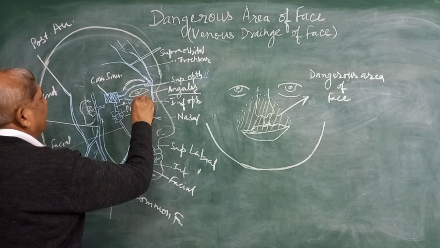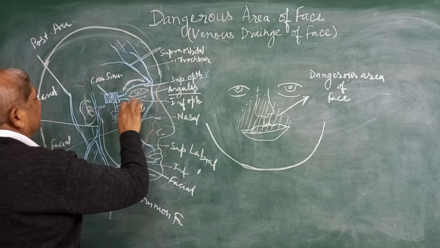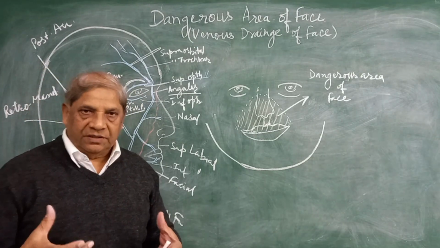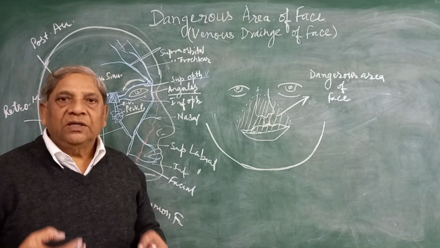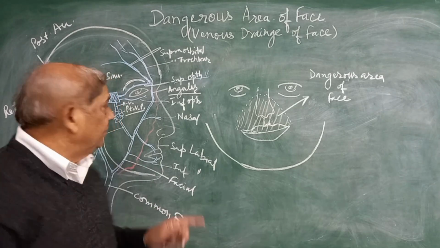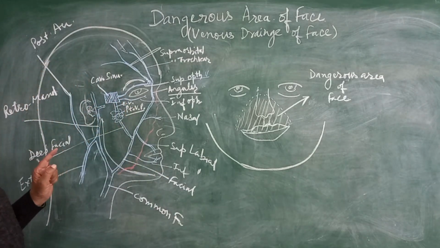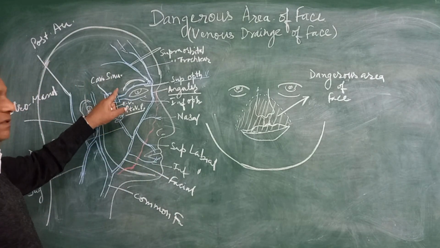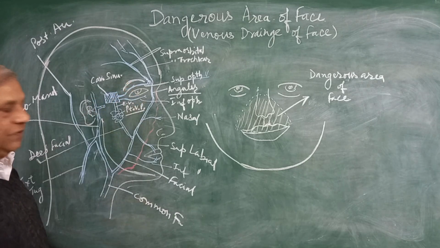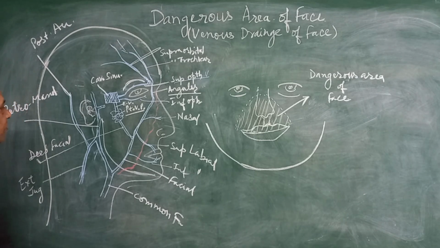Then there is an inferior ophthalmic vein, and this is also draining into the cavernous sinus. Thus the orbit drains its blood to the cavernous sinus through the superior ophthalmic and the inferior ophthalmic vein. So this is another communication, okay, from the orbital cavity, or the structures which are present within the orbit.